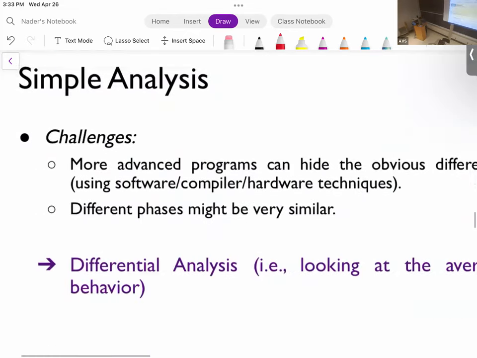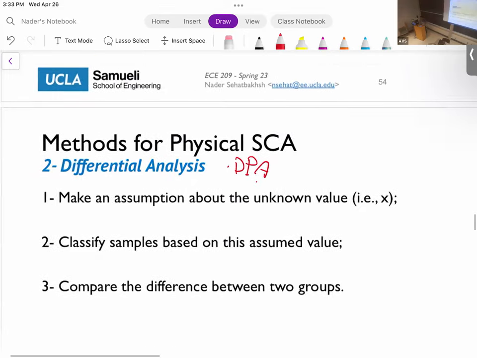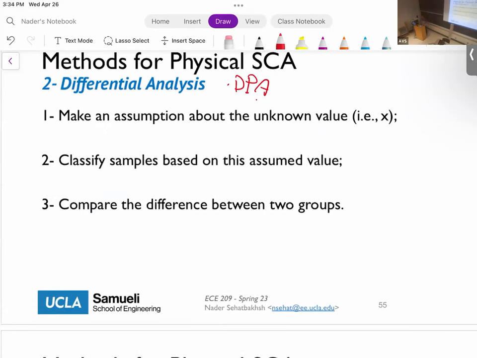So what I can do next is make it more sophisticated, and that's where the idea of differential analysis, or DPA, comes into play, differential power analysis. Differential power analysis is a little bit complicated and involved. So I'm going to go through the algorithm first, give you an example, and then come back to the algorithm and describe it one more time.